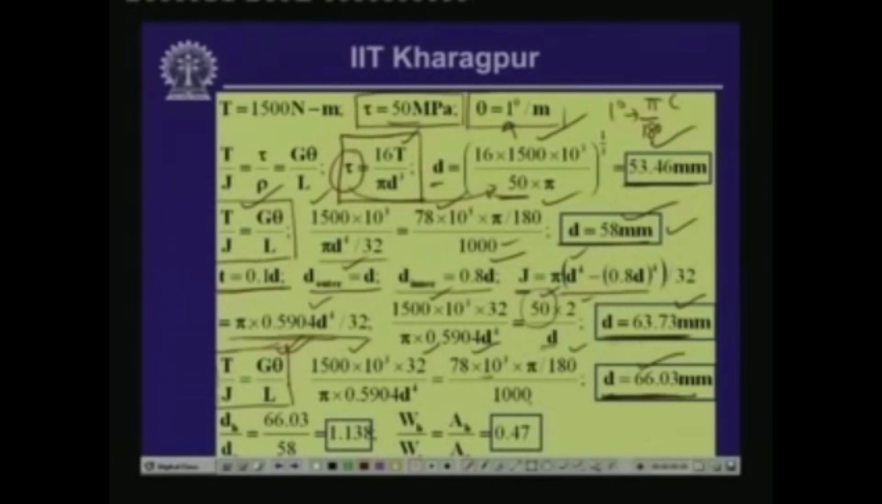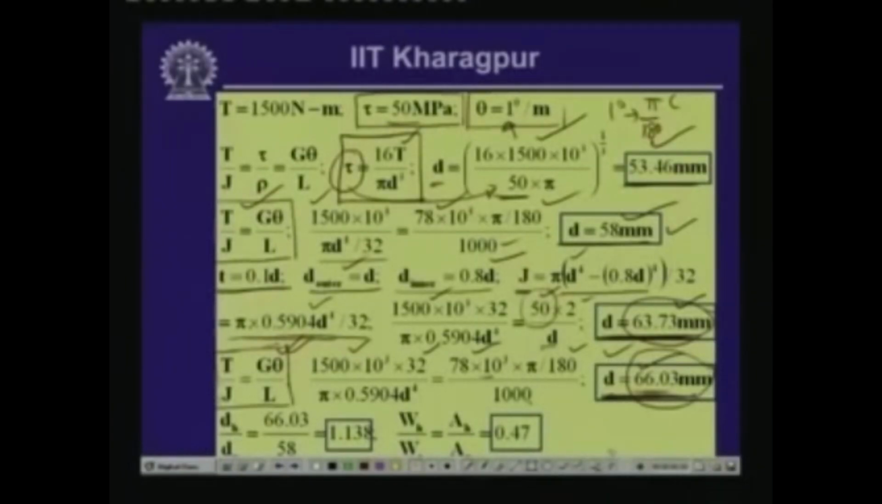And once again, the diameter which is required from the satisfaction of the stress is 63.73 millimeter, and the diameter which is necessary for satisfying the twisting angle is equal to 66.03. So, the higher of these two again will be governing, which will satisfy both the rotation as well as the stress. Since the higher diameter will be satisfying the rotation as well as the stress, that is the diameter which we will have to select. So, the selected diameter in this particular case is 66.03.